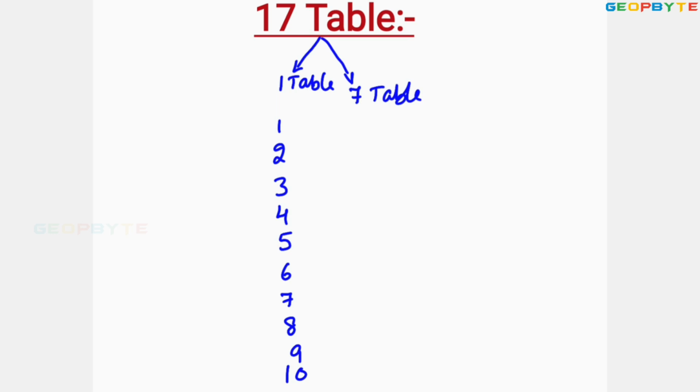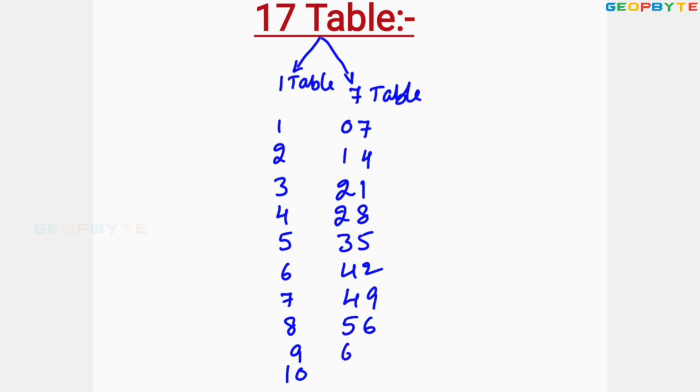Similarly, 7 table. 7 into 1, 7. But write in terms of 2 digits, that is 0, 7. 7 into 2, 14. 7 into 3, 21. 28, 35, 42, 49, 56, 63 and 70.